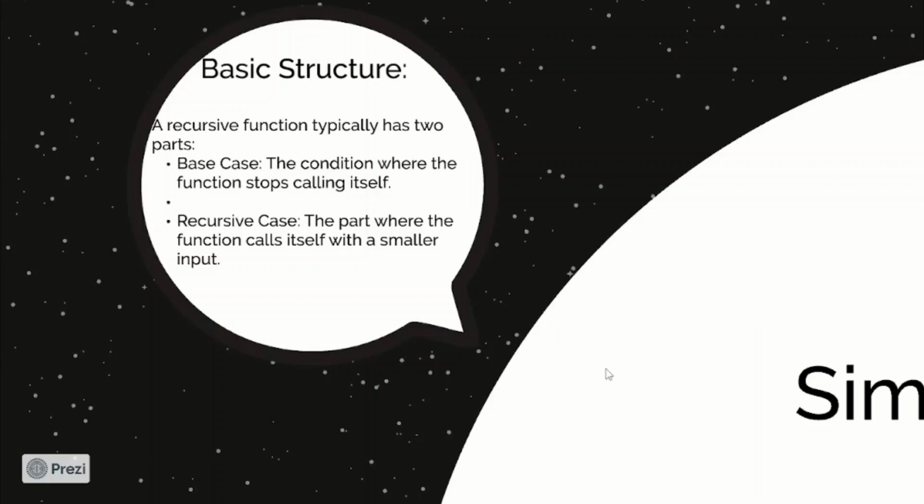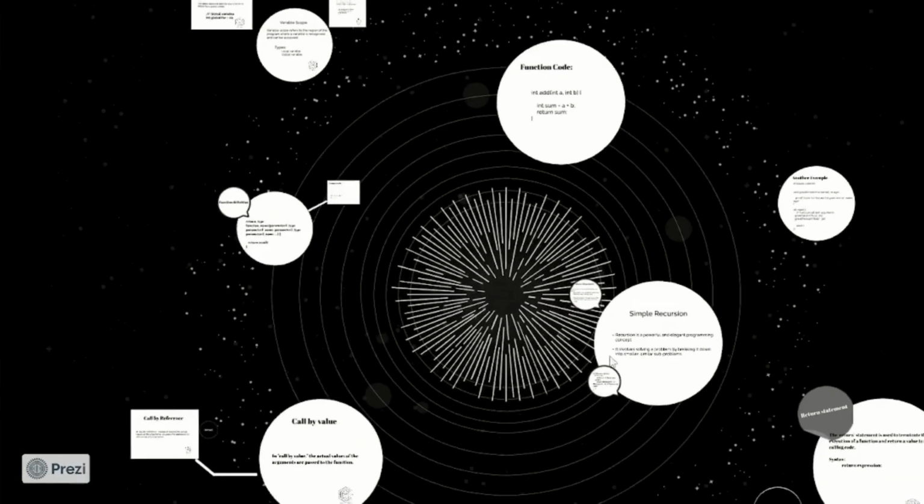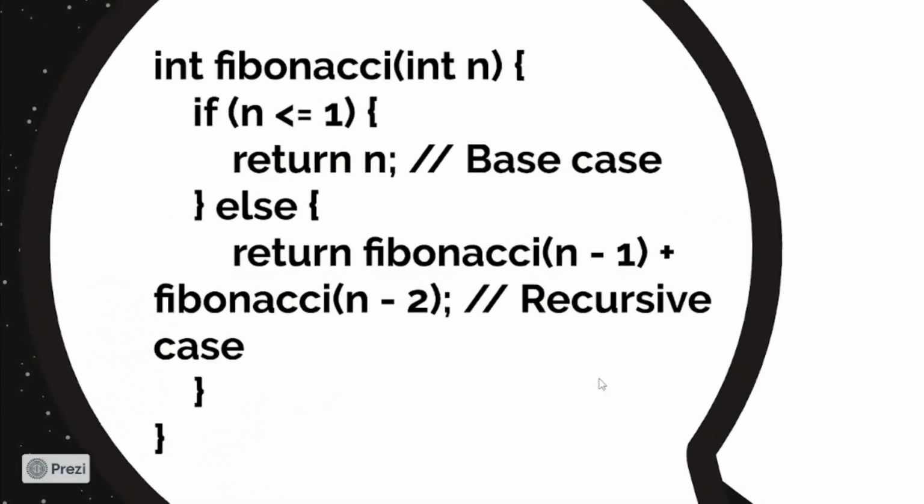Let us see an example. This is a simple example of a recursive function. First, we give Fibonacci as the function name, and we pass a parameter, and we provide a condition to check if n is smaller than or equal to 1. If n is smaller than or equal to 1, it just returns the value of n.